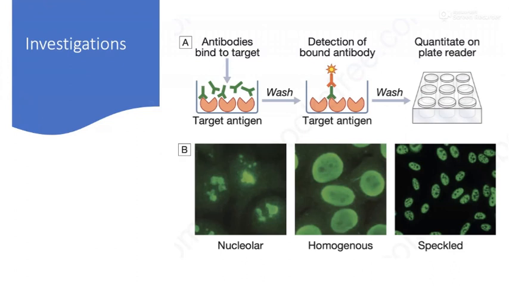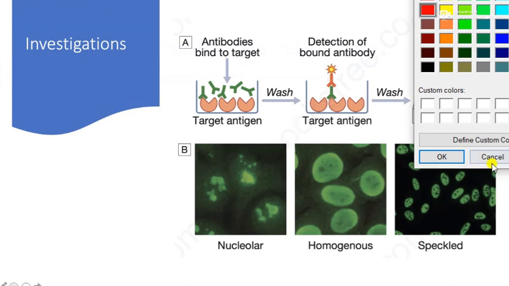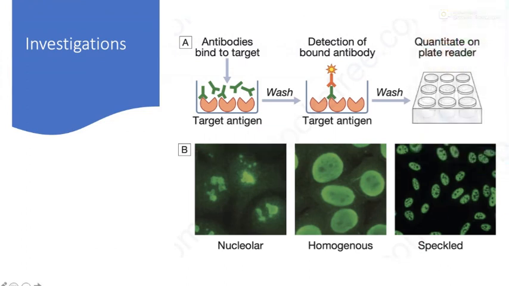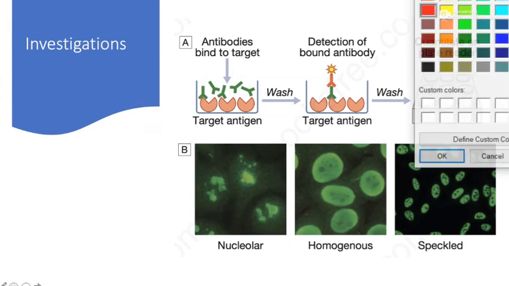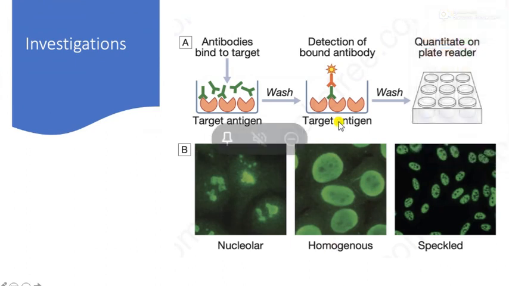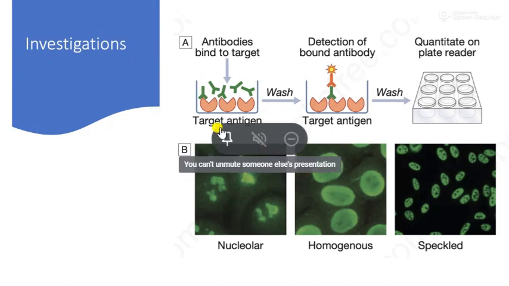This is an example of the investigations. This is the ELISA and the quantitative detection, and this is the qualitative detection of detecting the type of anti-nuclear antibody. I think you got this more in the Department of Immunology.